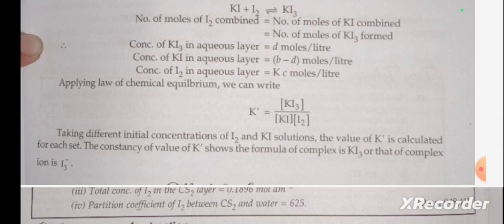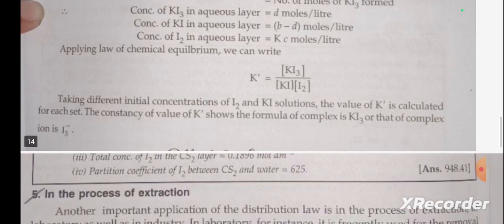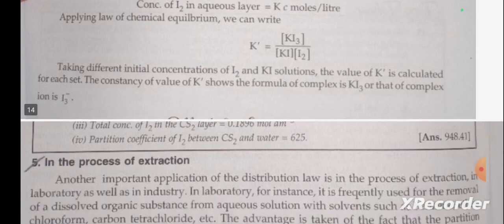The concentration of free I2 in the aqueous layer is KC moles per liter. Applying the law of chemical equilibrium, we can write K dash equals KI3 divided by KI times I2. Taking different initial concentrations of I2 and KI solution, the value of K dash is calculated for each set. The constancy of the value of K dash shows that the formula of the complex is KI3, and that of the complex ion is I3 negative.